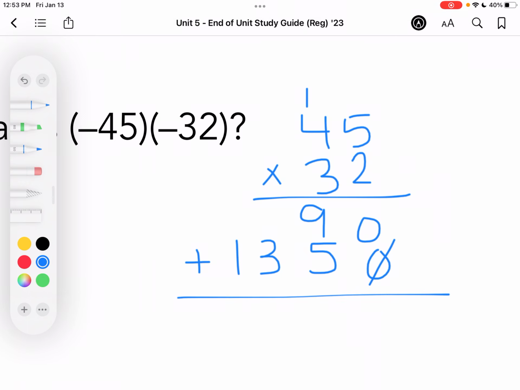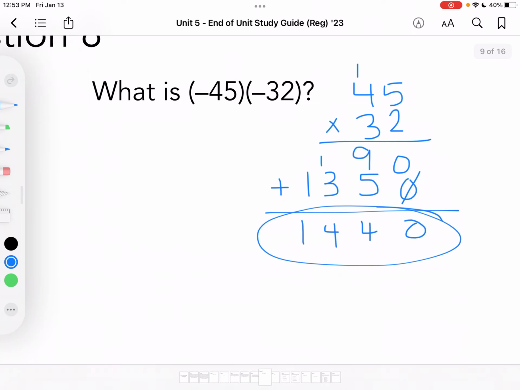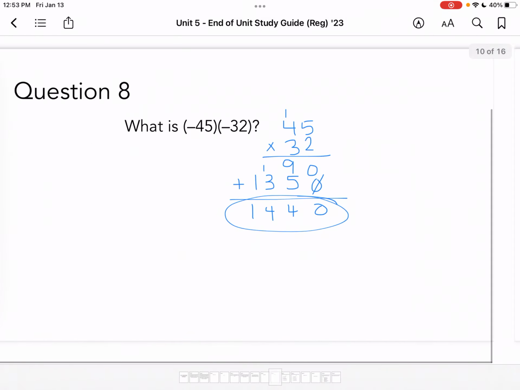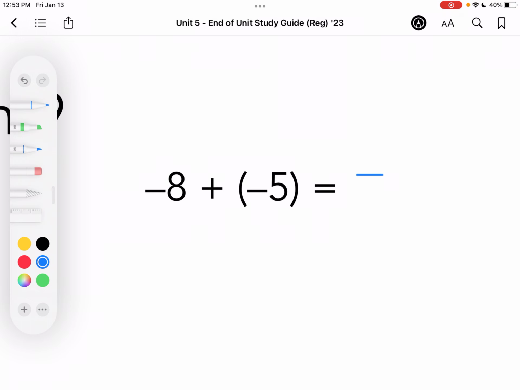Then I'm going to add. And I know that it's positive because both of my signs are the same. So it's 1,440. My signs are the same, and I'm adding, so I'm going to keep the sign of both numbers, and my answer is going to be negative 13.